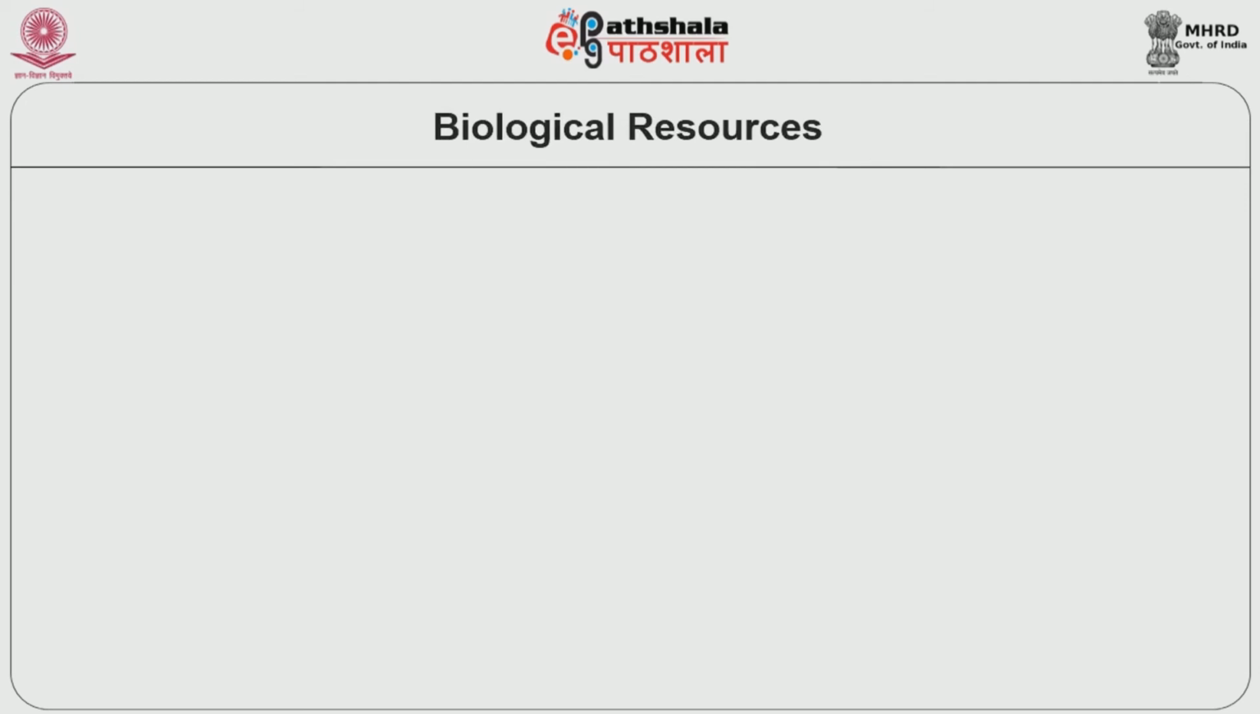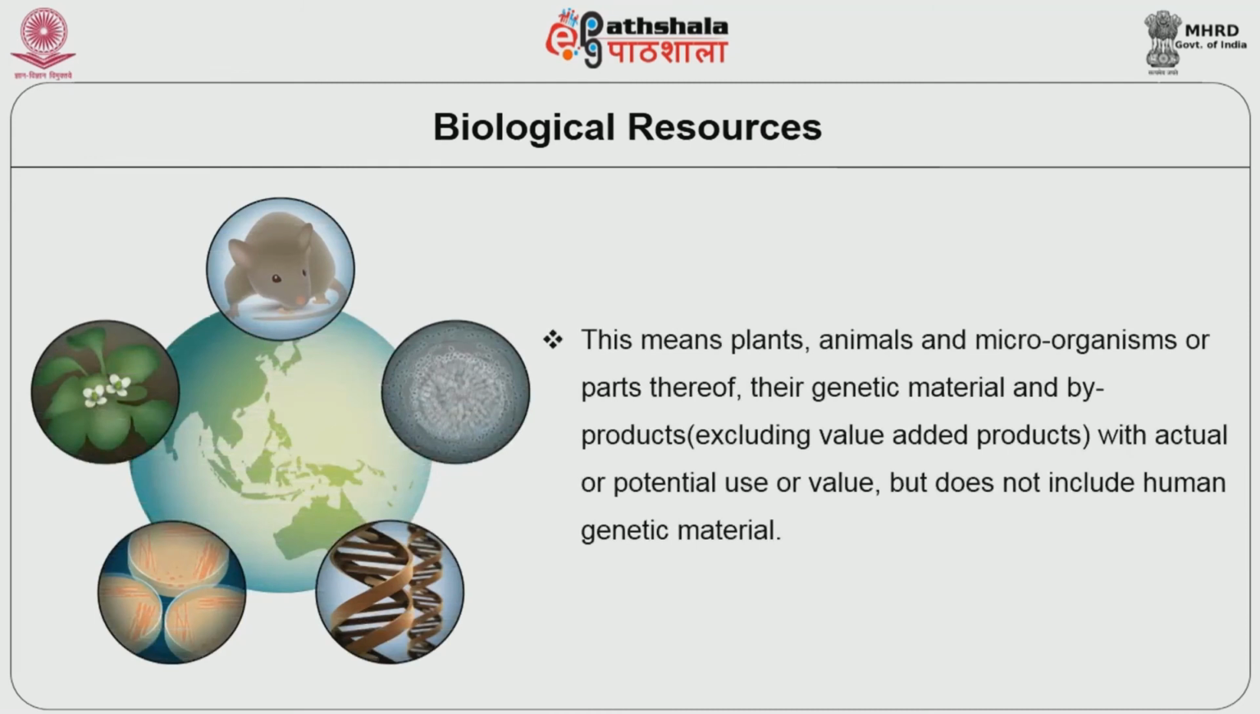What does biological resource mean? As per the Biodiversity Act Section 2(c), plants, animals, microorganisms or parts thereof, their genetic material or byproducts with actual or potential use, but it does not include human genetic material. So it includes all plants, animals and microorganisms excluding human genetic material. These are referred to as biological resources as per the Biodiversity Act.